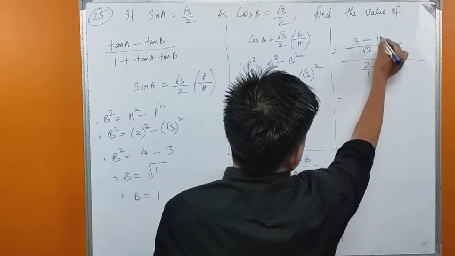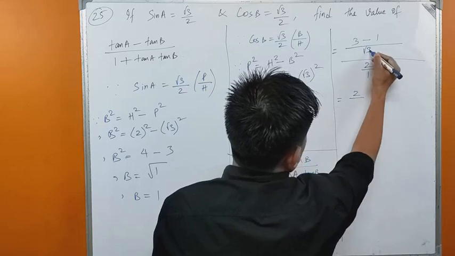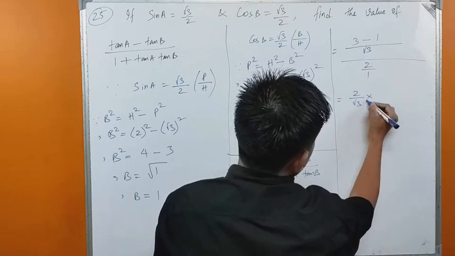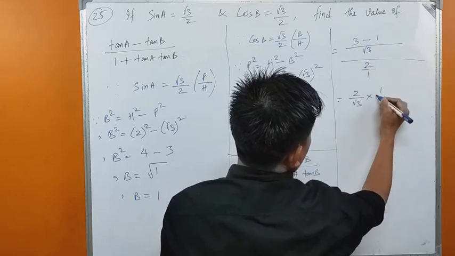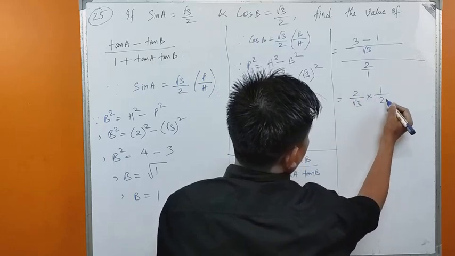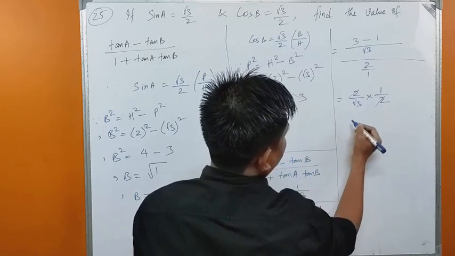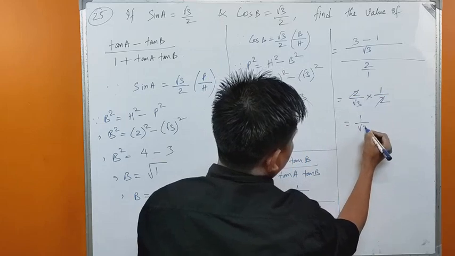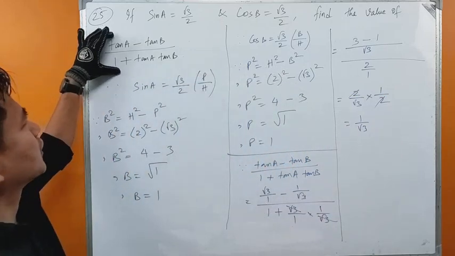So we have 3 minus 1, that is 2 upon root 3 into this 1 goes to the numerator and this 2 comes down to the denominator. 2 and 2 cancel out, so we have 1 upon root 3. So this is the answer for this expression, okay?